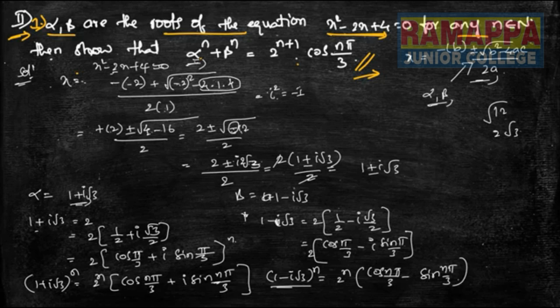So he is adding these two things, the first one alpha power n and this one beta power n. I will do it on the next page. Here, what we have got.